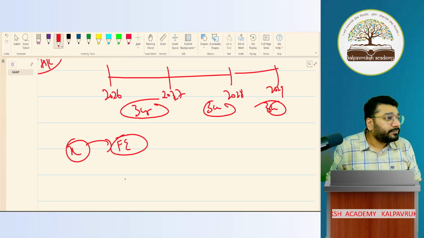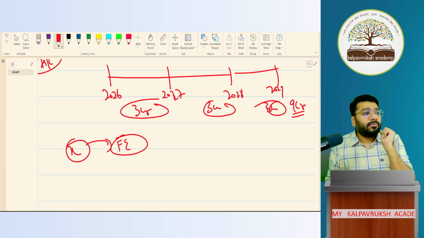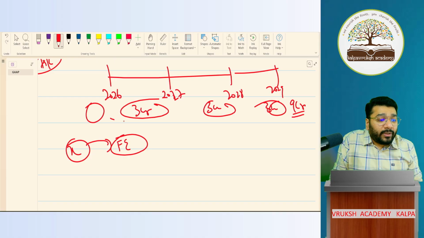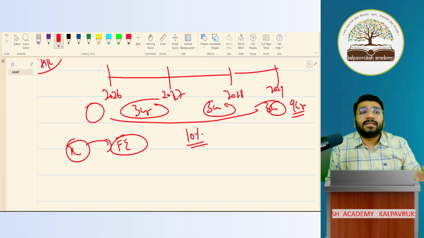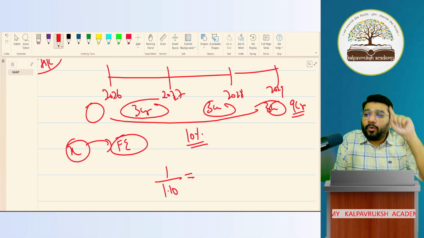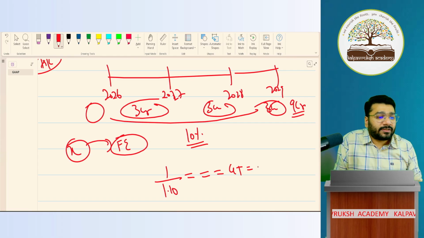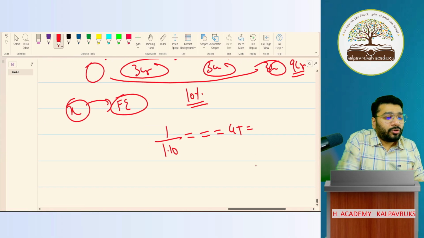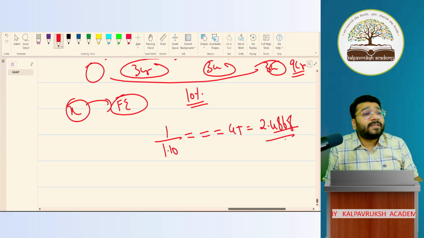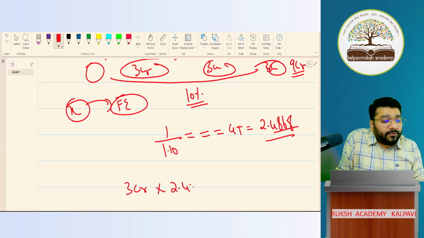How much? 9 crore. At the end of 3 years, how much should be in my hand? 9 crore. So then, what is its worth today? What is the discounting rate? I'll keep the same 10%. So now do 1 divided by 1.10 for 1 year, for the second year, for the third year, and the grand total. How much is it? 2.4868. This is called the annuity factor. 3 crore multiplied by 2.4868.